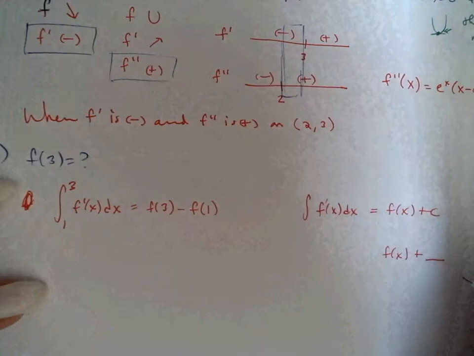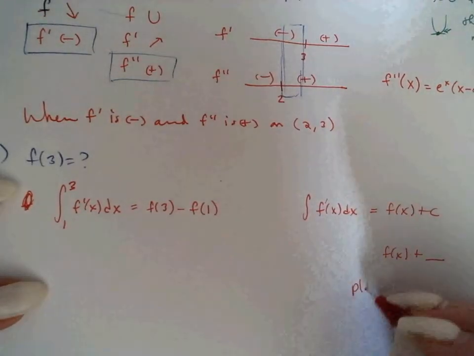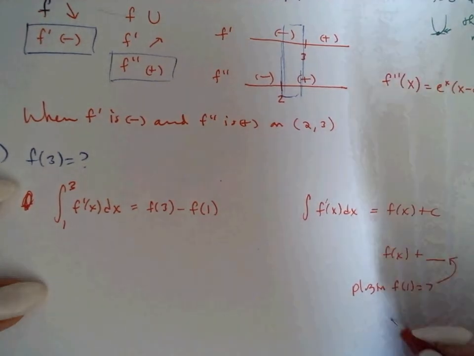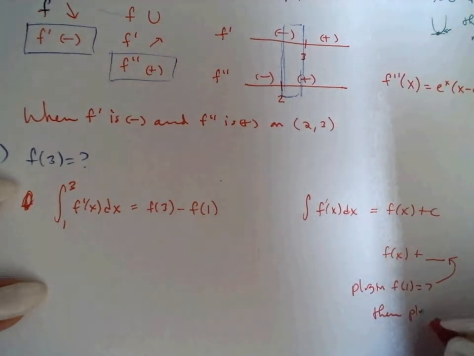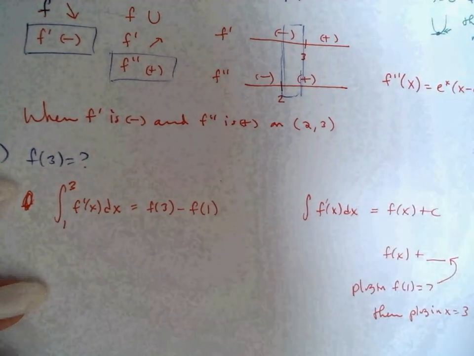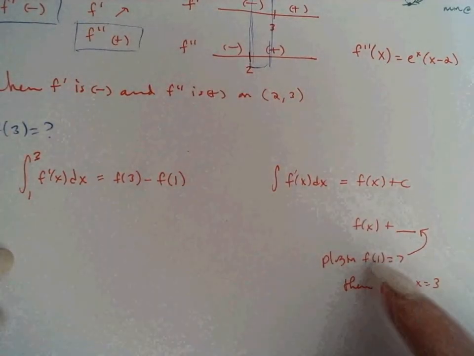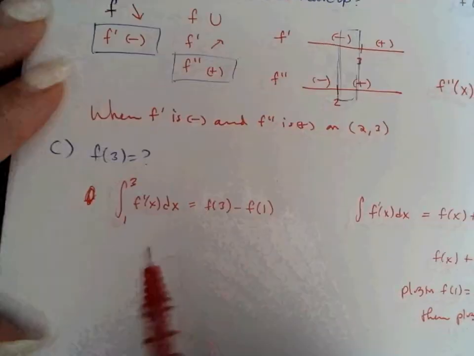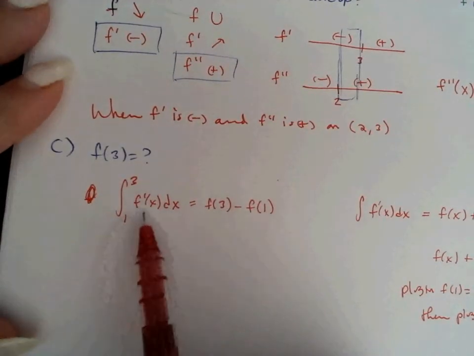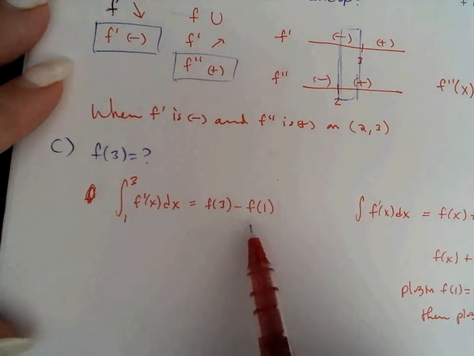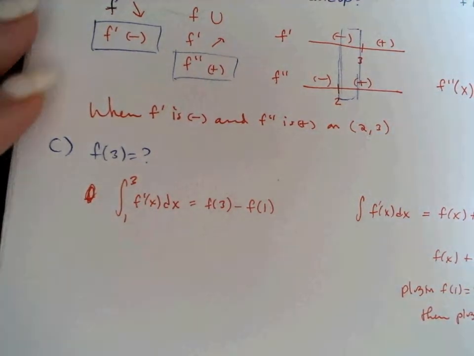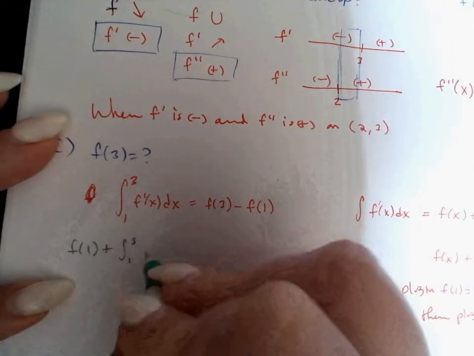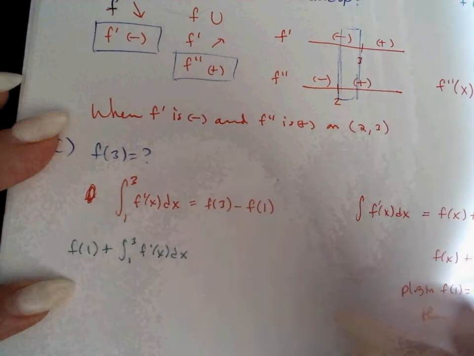And then once I have that, then I can plug in f of 1 equals 7. Well, that's to plug in for that. And then plug in x equals 3. And then there you go. So some people, this method speaks to you. Find the antiderivative plus c, solve for c, and then plug in 3. For some people, this might make sense to you. The integral of f prime from 1 to 3 equals f of 3 minus f of 1. So to find f of 3, we just add f of 1 over. So f of 1 plus the integral from 1 to 3 of f prime of x dx.